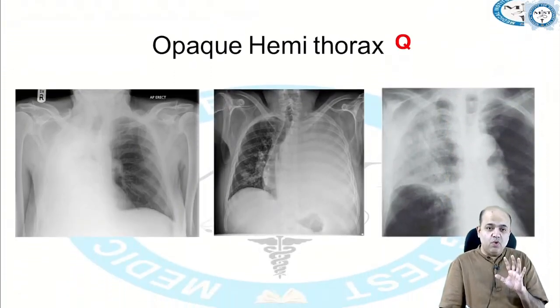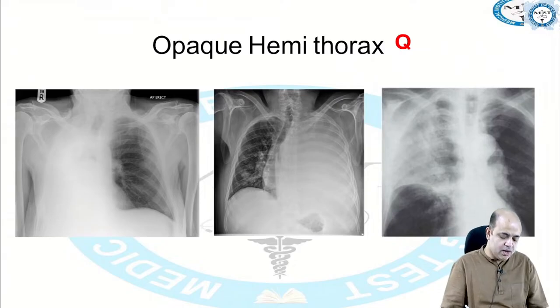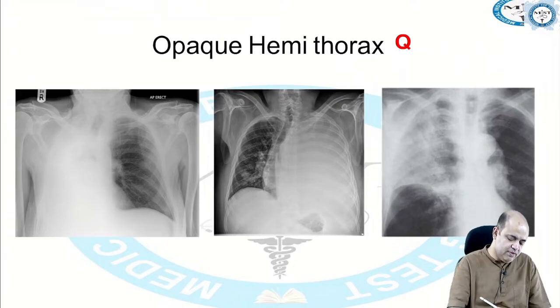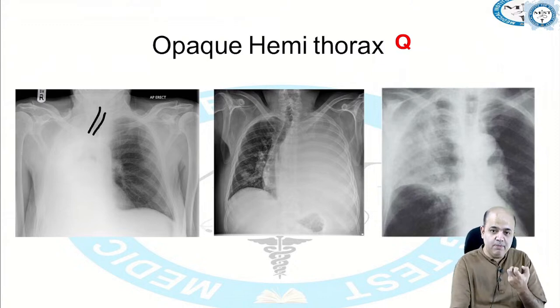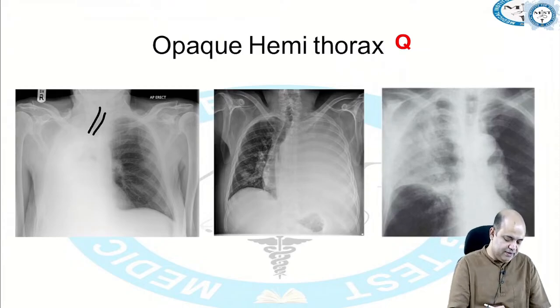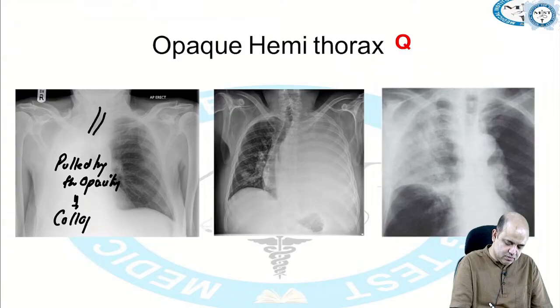If there is an opaque hemithorax, there is an image of the opaque hemithorax, we have to be very sure whether there is a pull or a push on the mediastinum. So what do we see here? We see there is the trachea and it has been pulled by the opacity. This is collapse.